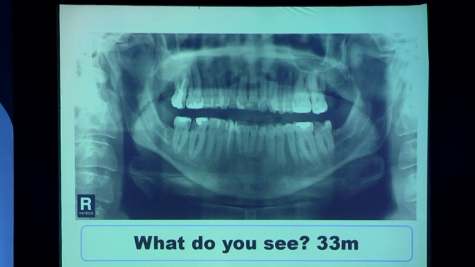Am I going too fast or am I going too slow? Or am I not clear? What is it? Is it really difficult to see what I'm seeing? Is that what it is?